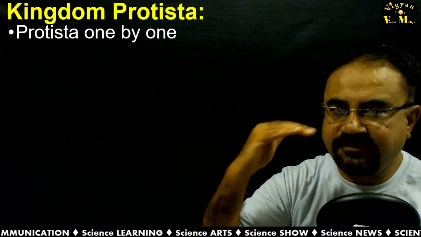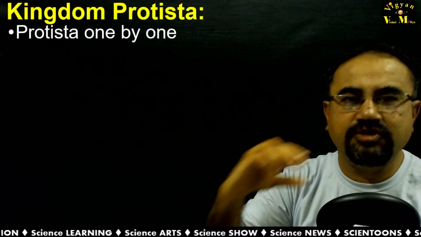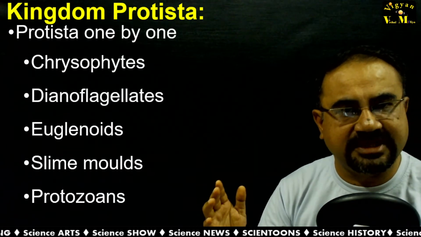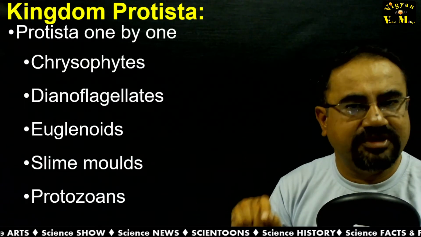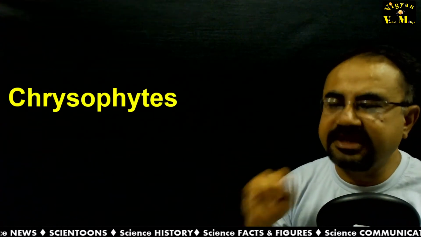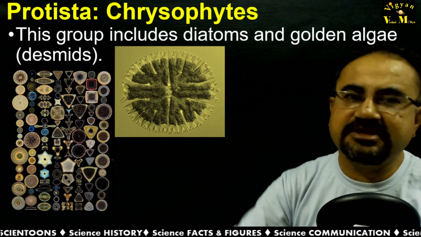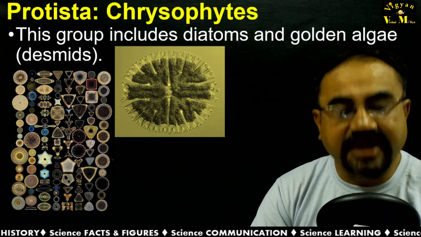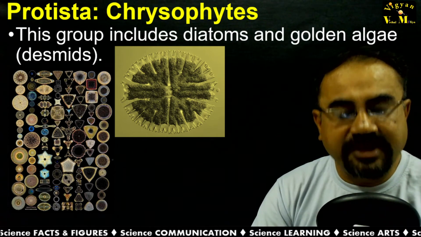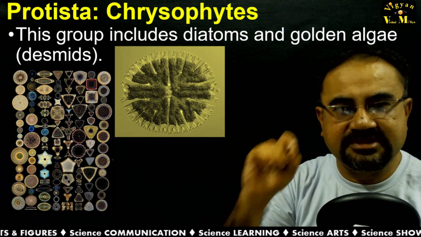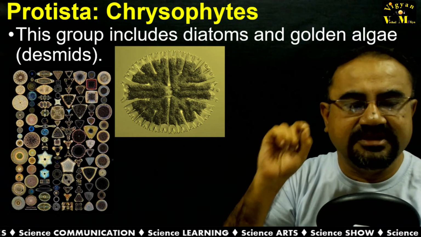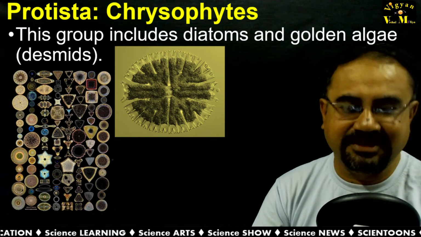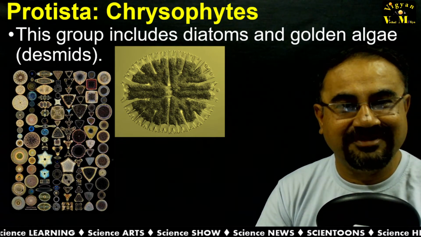Protista, one by one we will go through each group. Chrysophytes, Dinoflagellates, Euglenoids, slime molds and Protozoans are there. One by one we will go through each group, and let me begin with the Chrysophytes. Chrysophytes include diatoms and golden algae, that is known as desmids. These diatoms are very beautiful. Their cell wall has very nice architecture, in such a way that you can enjoy the carving at the microscopic level in the diatoms, and that is natural.